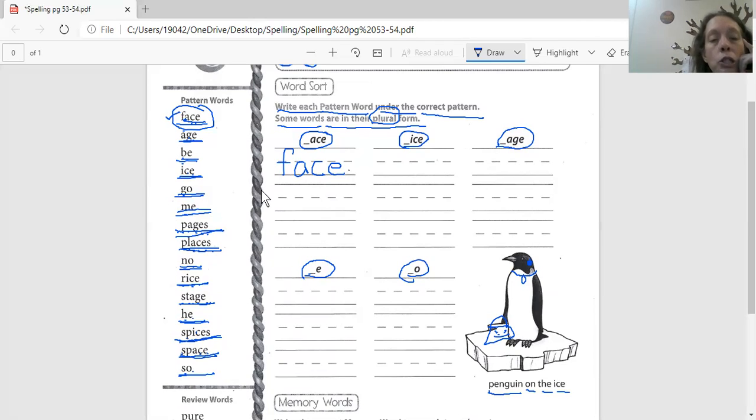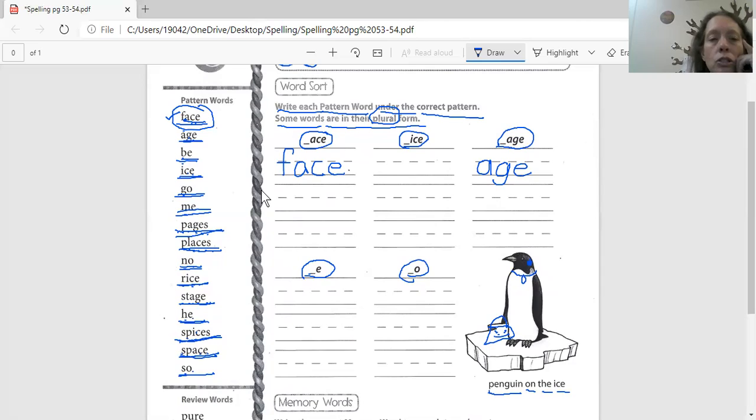Next word I have is age. Where does that go? Here? No. Here? No. Here. Oh, there it is. A-G-E. There it is. Easy peasy. Let's write it down here. A is a house. G is the subway, goes down to the bottom. And E is the house. Okay. There you have it.